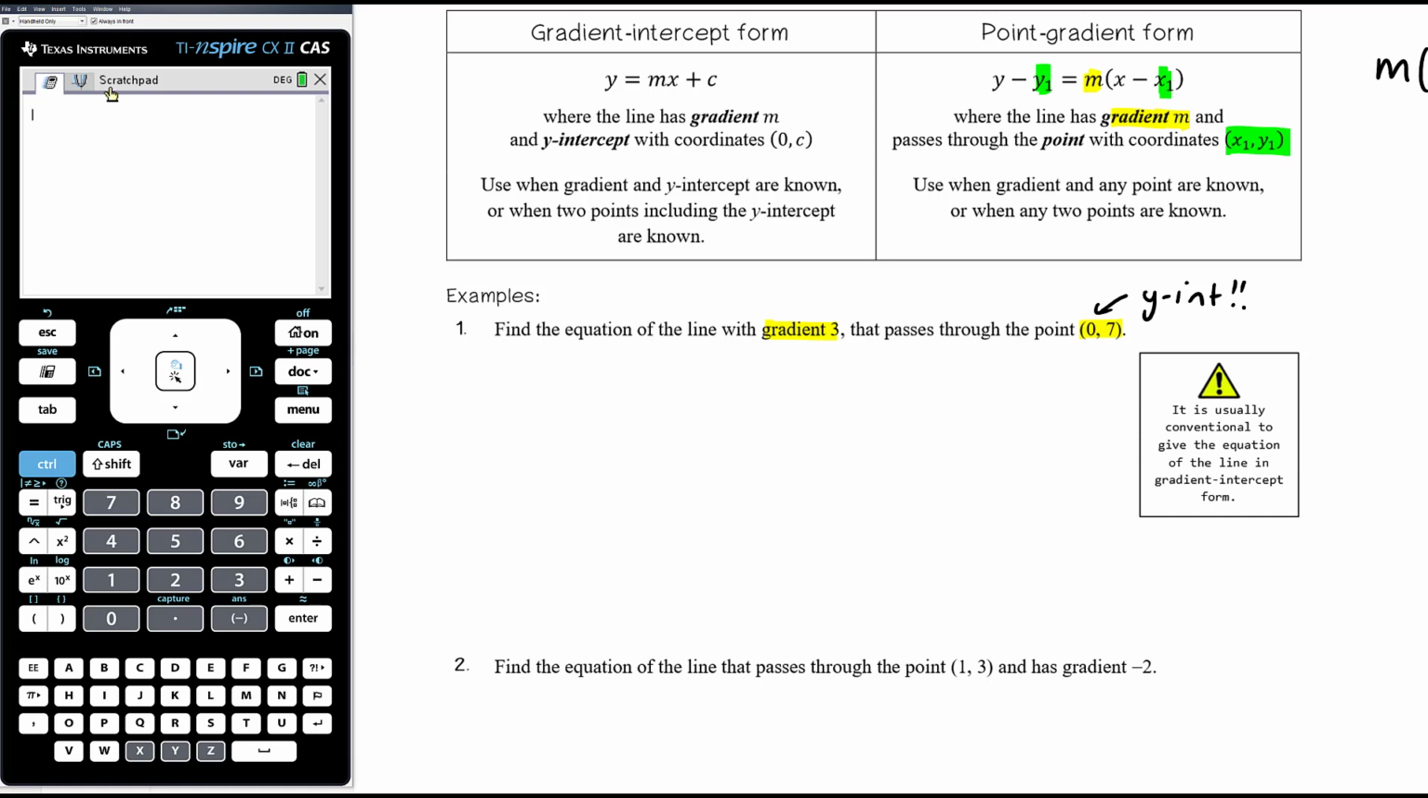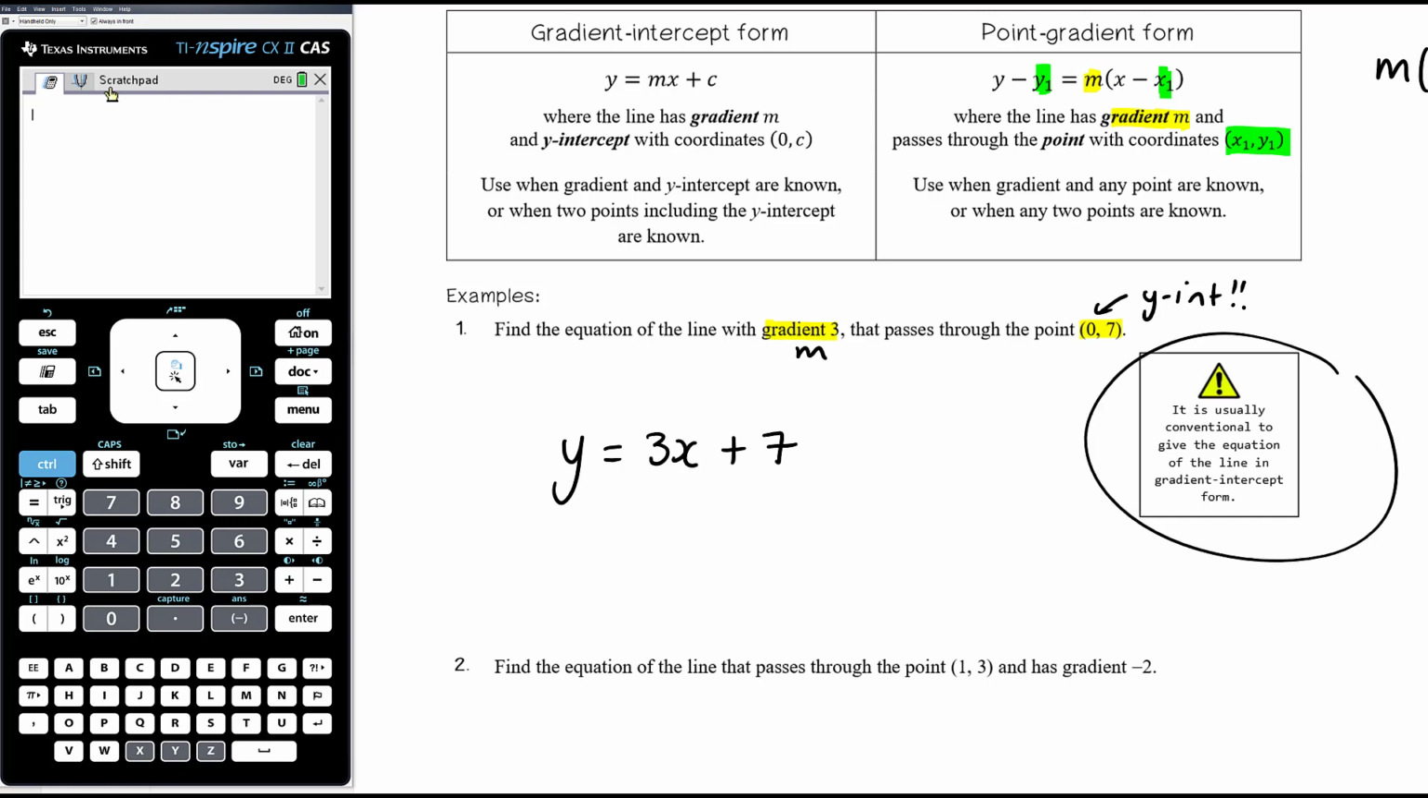So we've got y-intercept and gradient. Straight away we've got gradient and y-intercept, and so immediately we don't need to do any calculations. We're going to use gradient intercept form and we can write down the equation of the line. So y equals 3 times x plus 7, which is the y-intercept. No calculation required.